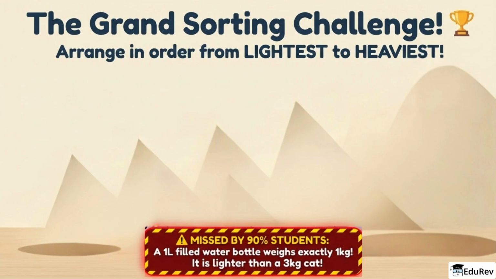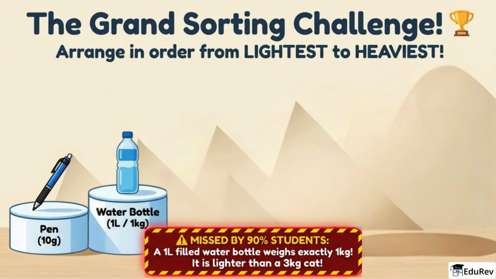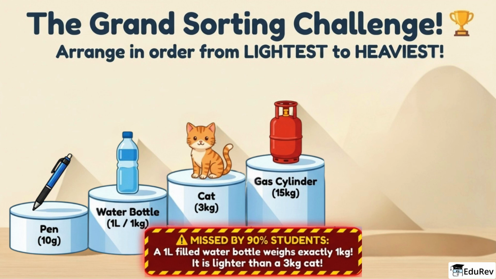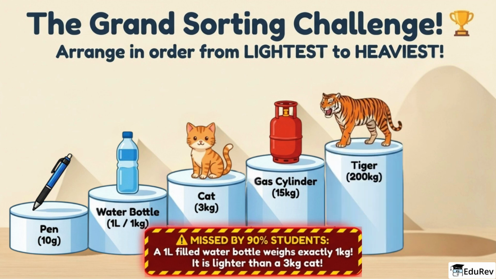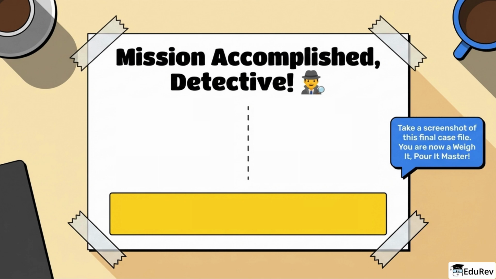Now let's compare different objects based on weight, from lightest to heaviest. A pen, a water bottle, a cat, a gas cylinder, a tiger, an elephant. One important observation. A 1 liter water bottle weighs about 1 kilogram. This helps you connect capacity and weight.